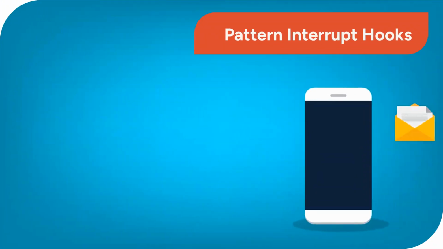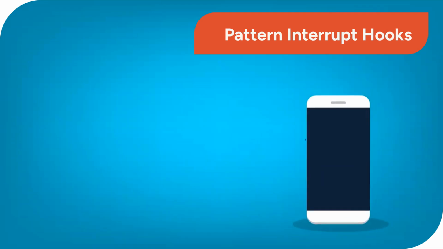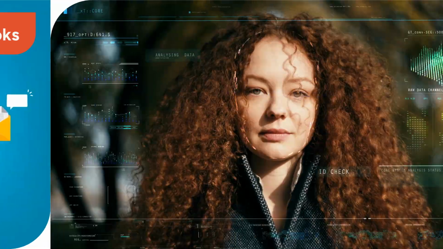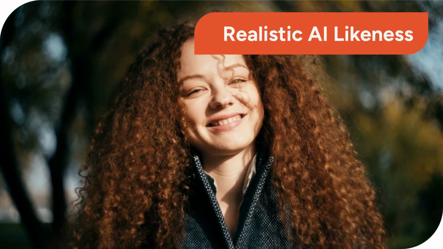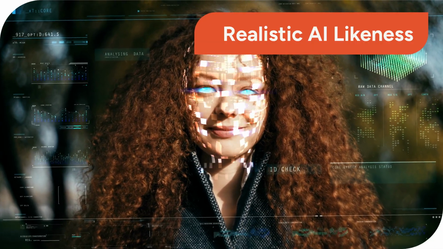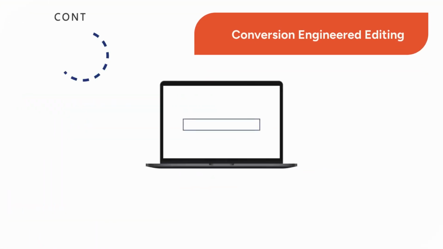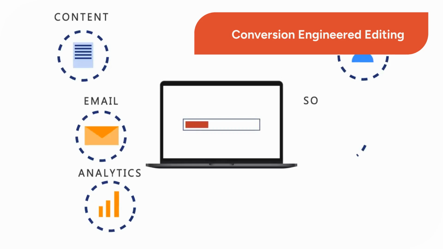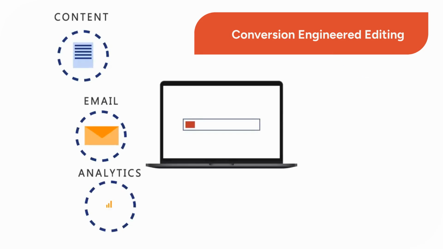First, the 3-second pattern interrupt. You need a hook that stops the doom scroll immediately, with organic, native creator movement. Second, realistic eye likeness and emotion. This means using natural micro-expressions, conversational cadence, and dynamic gestures that feel human. Third, conversion-engineered editing. We use sound effects, kinetic captions, and viral pacing to keep viewers watching and clicking.